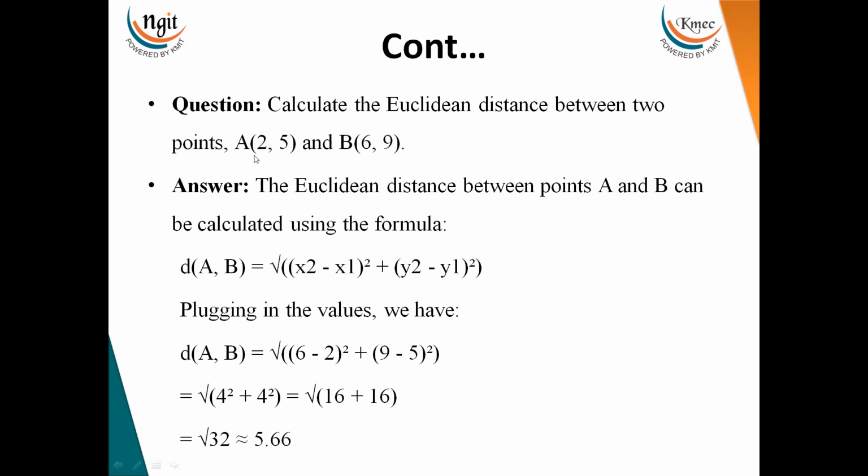In the case of A, the values are 2 and 5, and for B they are 6 and 9. So x2 minus x1 is 6 minus 2 whole square, plus 9 minus 5 whole square, and the square root of this. When we solve this, we get 16 plus 16, which is 32. And when we find the square root of this, we get 5.66. So this is the easiest method to find the distance between two points, called Euclidean distance, and it is used to find the ordinary distance between data points. I hope it is clear to you.